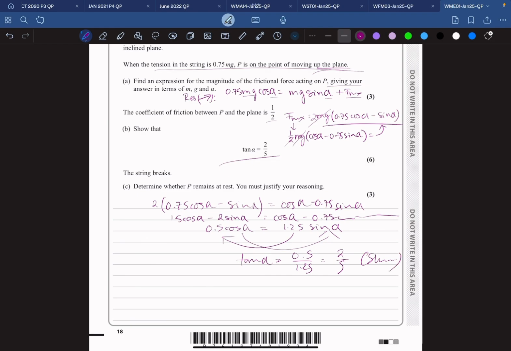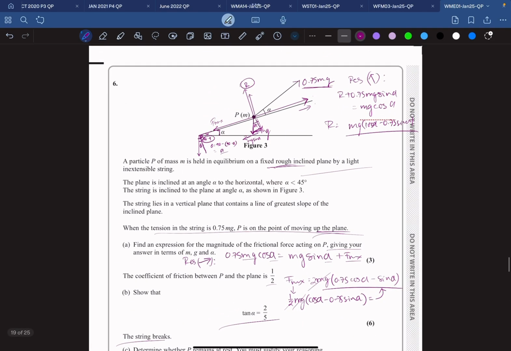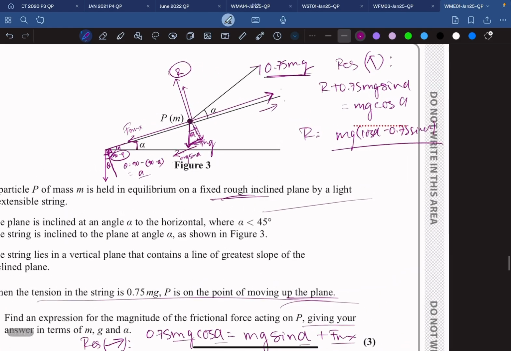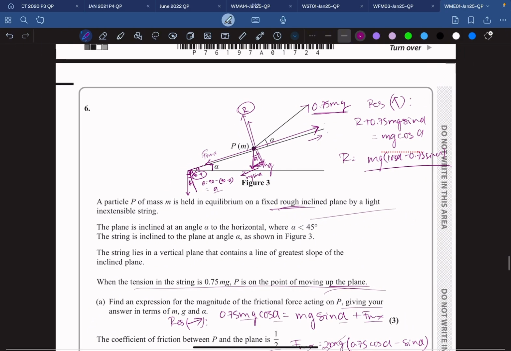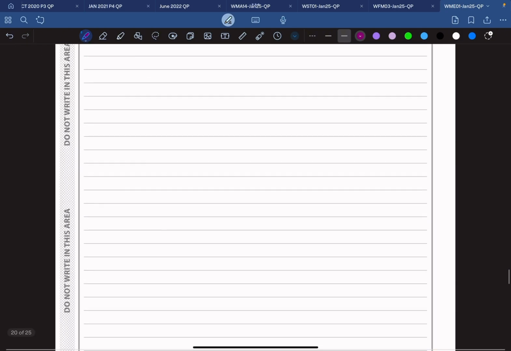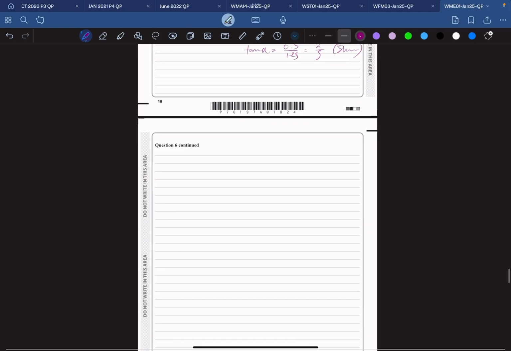Okay, the string breaks. Oh wow. Determine whether P remains at rest. You must justify your reasoning. Alrighty, that's really interesting. So now there is no longer a string, and therefore no longer... wait, no.